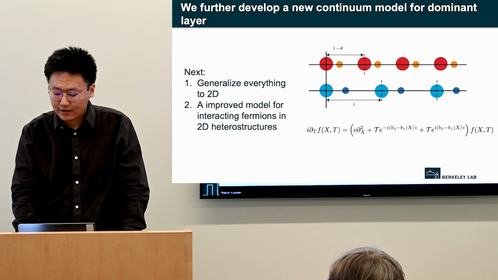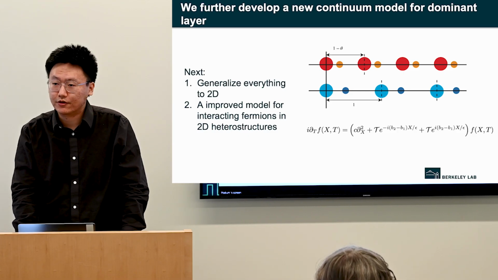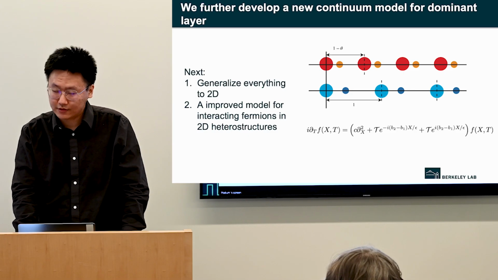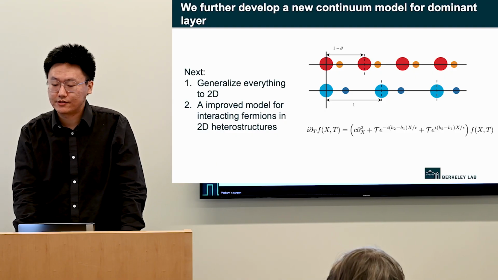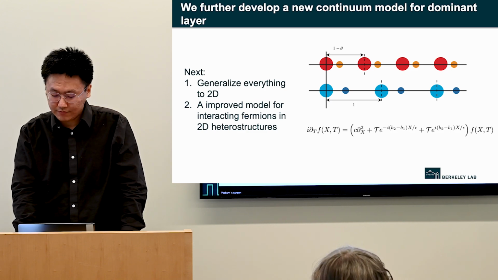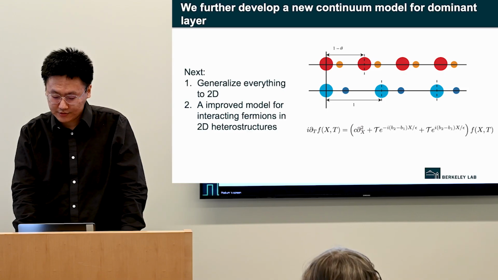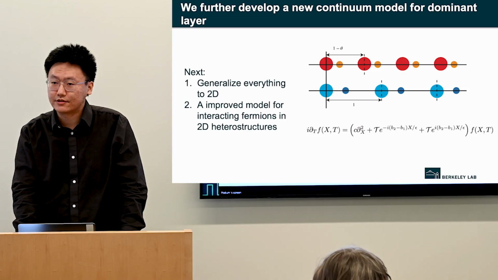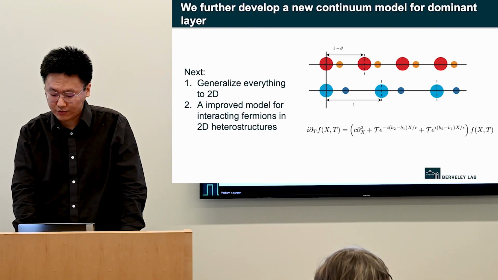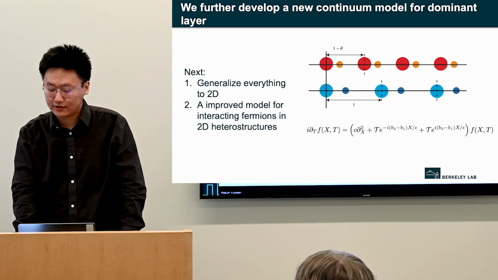So looking ahead, what we want to do is use this tight-binding model to derive a continuum model describing the low-energy physics, and what we get is that the whole tight-binding dynamics is reduced to a Dirac-type operator. This is what we have done for the 1D heterostructure system. Next, we try to generalize the approach to 2D systems, and also use this approach to construct an interacting fermion model to study many-body phenomena in the heterostructure.